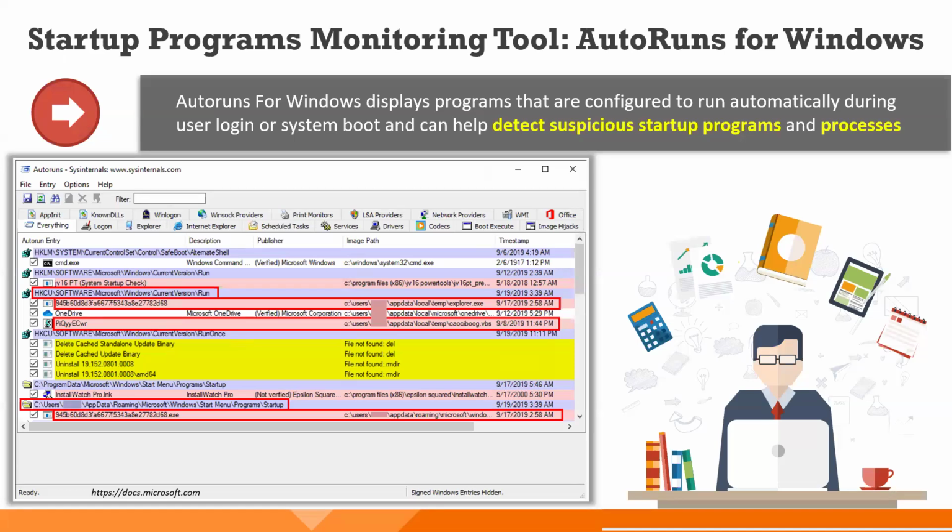Autoruns for Windows displays programs that are configured to run automatically during user login or system boot and can help detect malicious startup programs and processes. You can use a tool like Process Explorer, or there is an application from Sysinternals. Sysinternals are applications developed by Microsoft that help you understand the Windows operating system. If you're using Autoruns, you are able to see all the listed applications that start when a computer boots up.